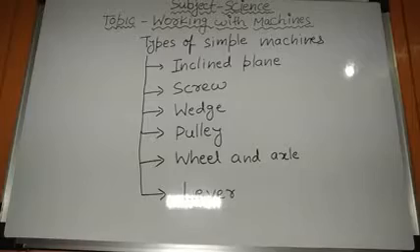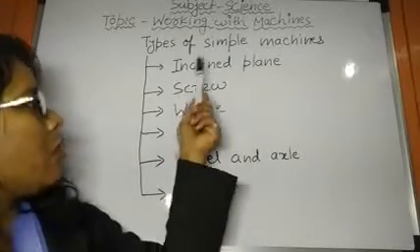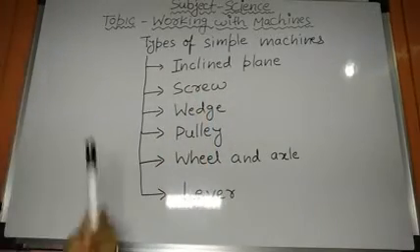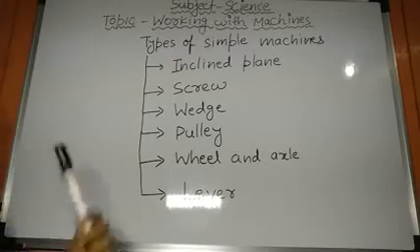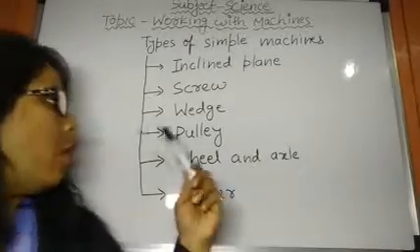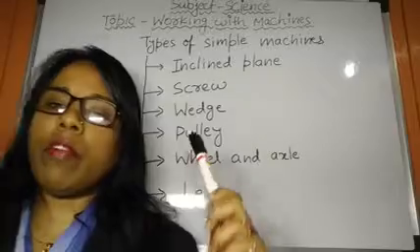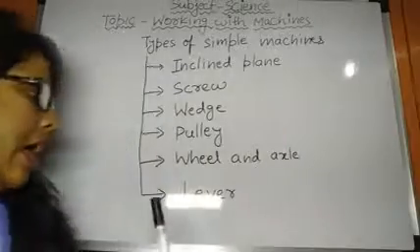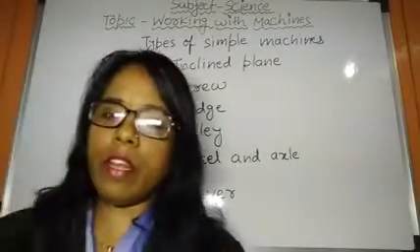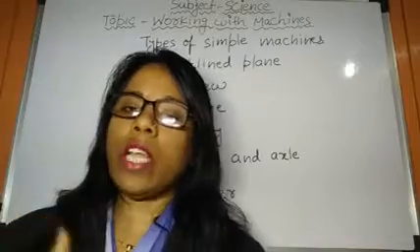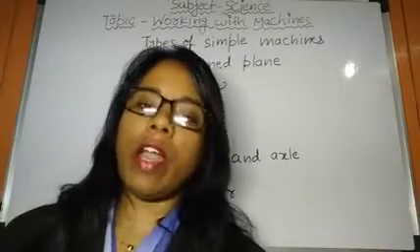There are 6 types of simple machines. First one is inclined plane. Second one is screw. Third one is wedge. Fourth one is pulley. Fifth one is wheel and axle. And sixth one is lever. Now we will know about each type of machine one by one.